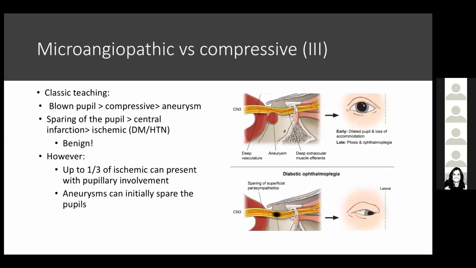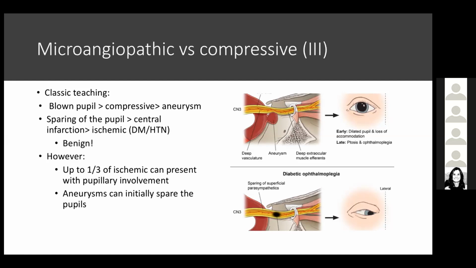Okay. So probably most of us studied this at medical school. The classical teaching says if the pupils are blown, it's a compressive etiology such as an aneurysm. That's because the parasympathetic fibers, which control the pupils, run on the outer portion of the nerve. So if there is an ischemic insult, which is diabetes in our example, it will affect the central portion of the nerve, and thus it will spare the pupils.